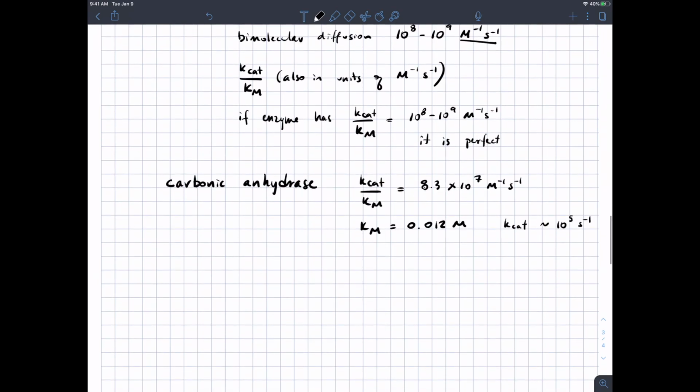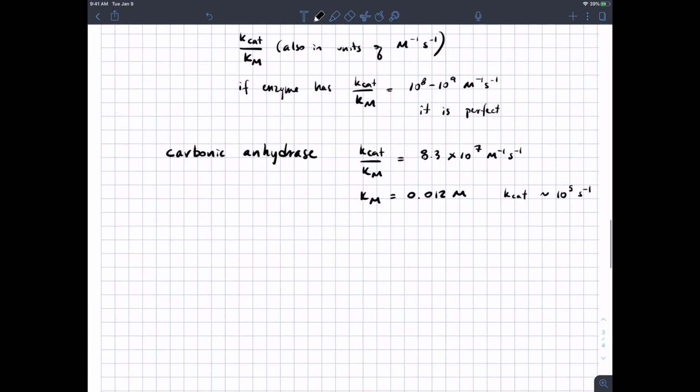The contrast between possibilities will become a little bit clearer here when I compare the numbers for carbonic anhydrase with the numbers for triose phosphate isomerase. This is an enzyme in the glycolytic pathway. Sometimes we call this enzyme TIM. And kcat over Km for this enzyme is equal to 2.4 times 10 to the 8.